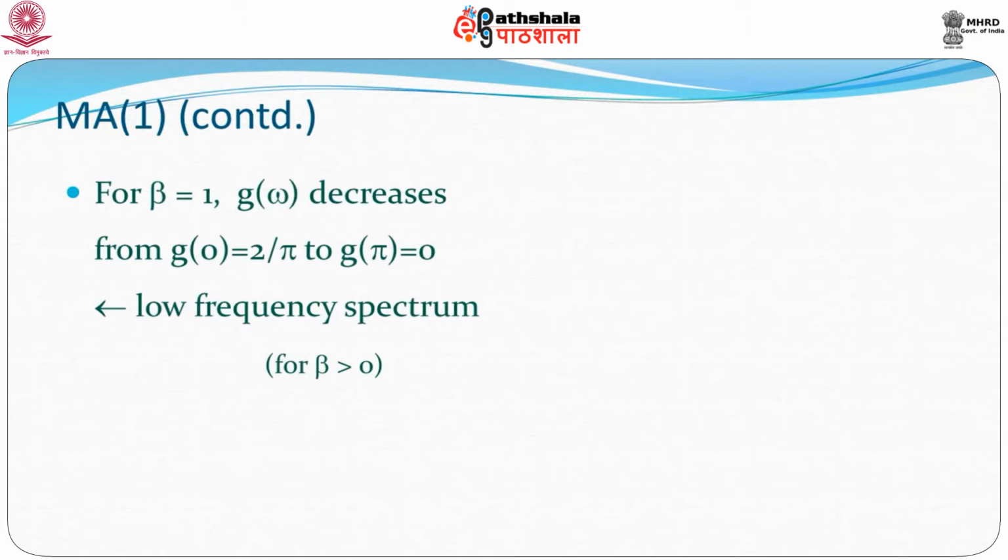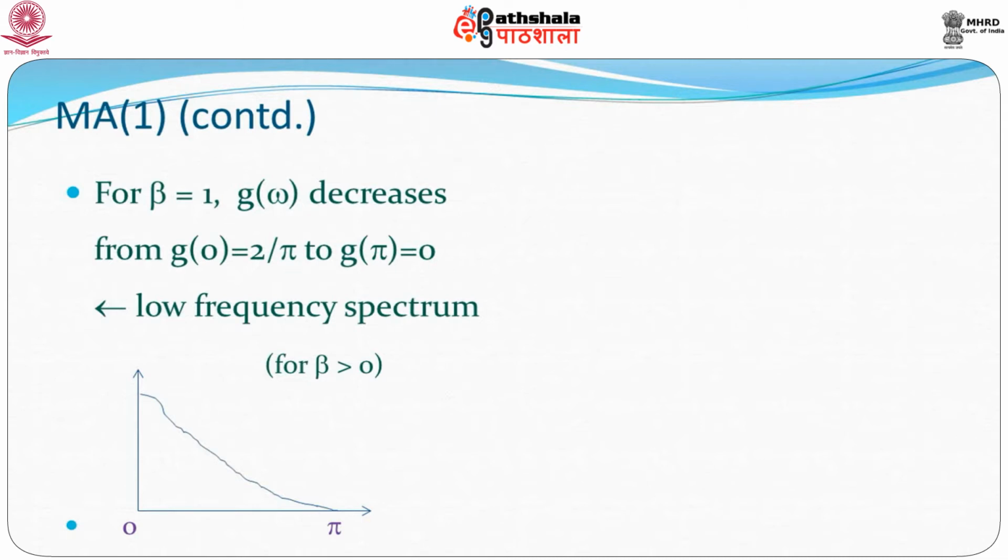So, what do these two results mean, or what does the g(omega) look like? In the first case, let us take beta equal to 1. If beta is equal to 1, then g(omega) decreases from g(0) equal to 2 by pi to g(pi), which is equal to 0. So, it is a decreasing function, and we call it a low frequency spectrum. I will come back and explain why this is so, but generally for beta greater than 0, we have a g curve which is something like this, which is going down, decreasing from 0 to pi.